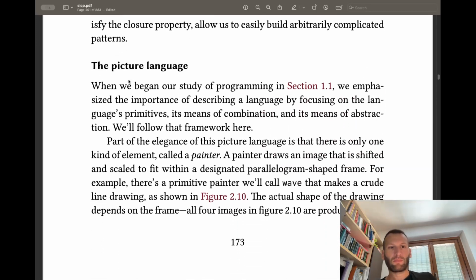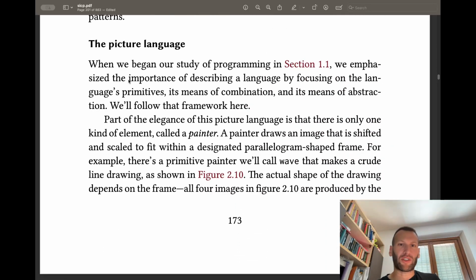Okay. When we began our study of programming in section 1.1, we emphasized the importance of describing a language by focusing on the language primitives, its means of combination and its means of abstraction. We will follow that framework here.